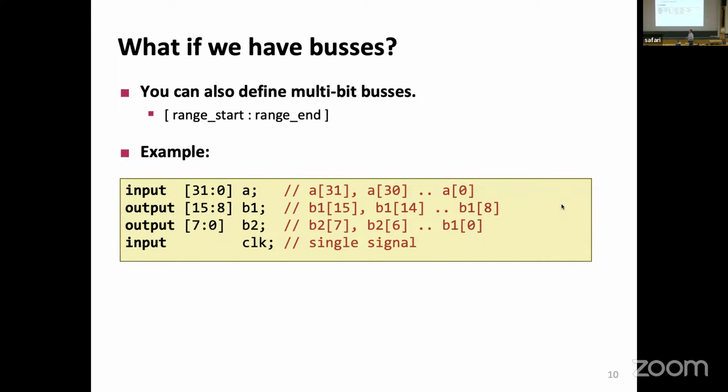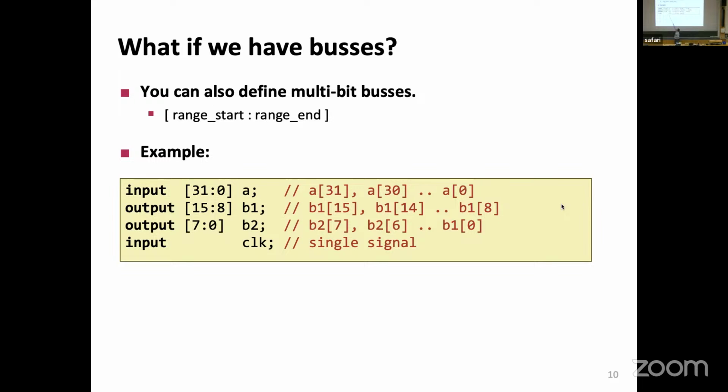So that definition was only for 1 bit. Our module had 3 bits of input, 1 bit of output. That doesn't seem to be the most interesting thing. What happens if you have more than one? It's easy. We can define a range, the starting and the ending index, and say the input is A, but it contains 32 parallel wires. So there's A31, A30, A29, all the way down to 0.